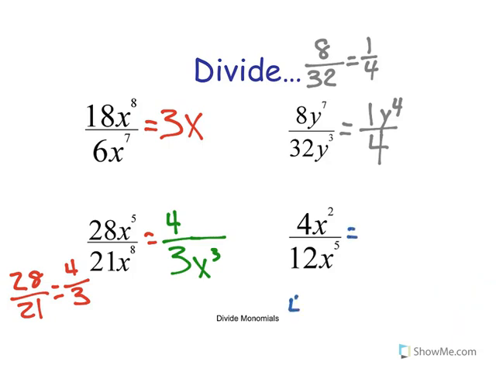Let's do the same thing down here. 4/12. Well, 4/12 is 1/3. So my fraction is equal to 1/3. Where do I have more powers of x? My denominator. How many more do I have? Well, 5 minus 2 is 3.